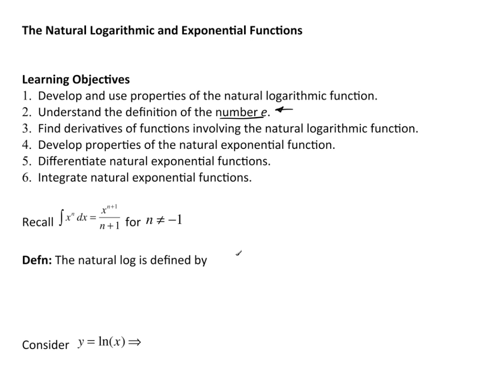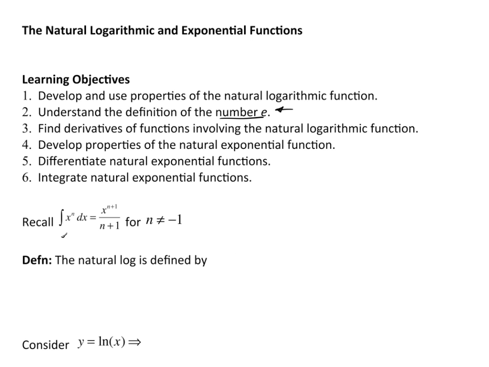I want to find derivatives of functions involving the natural logarithmic functions. So I want to take derivatives of logs. I want to develop properties of the natural exponential function. I want to be able to differentiate the natural exponential function and integrate natural exponential functions.